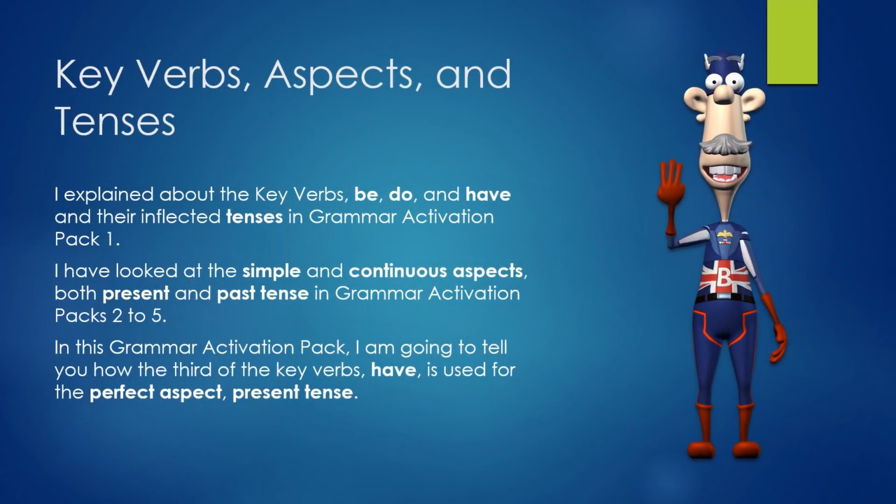Key verbs, aspects and tenses. I explained about the key verbs be, do and have and their inflected tenses in Grammar Activation Pack 1. I've looked at the simple and continuous aspects, both present and past tense, in Grammar Activation Packs 2 to 5. In this Grammar Activation Pack, I'm going to tell you how the third of the key verbs, have, is used for the perfect aspect, present tense.